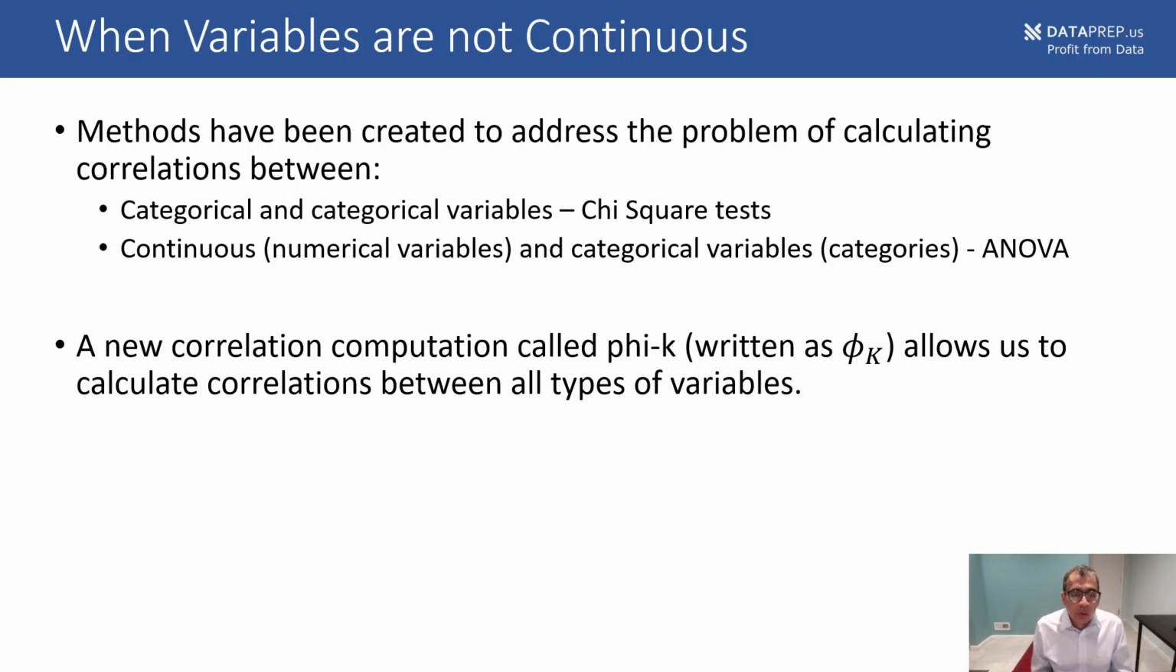But before then, I also wanted to talk about a new correlation computation. It's called phi-k. It came out not very long ago. It's written as phi-k, the symbol that you see here, and that is available in both Python and R, and allows us to calculate correlations across all types of data. That is something we will be using, and I will be showing it to you as well. So as managers, as leaders, we are able to assess whether two things are correlated regardless of the type of variable that they are.